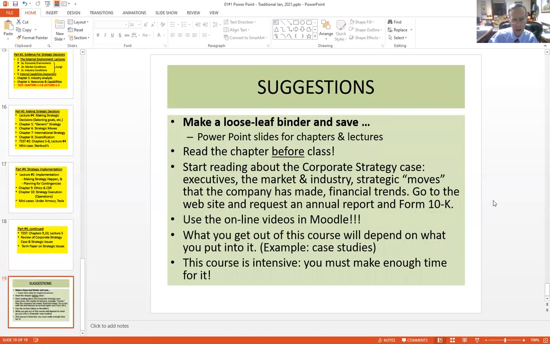Finally, just a few brief suggestions to wrap things up here. Make a loose leaf binder. Print those PowerPoint slides. Put them in the loose leaf binder. When you do, you've essentially got a procedure manual for strategic management. You can take it with you to your job. You can keep it with you and use it in your work. And it's like a bunch of checklists.